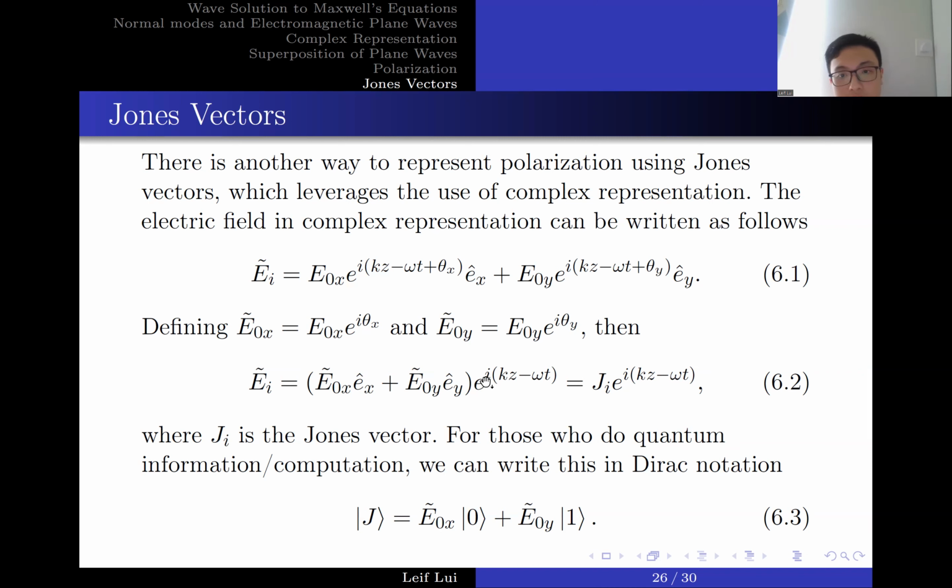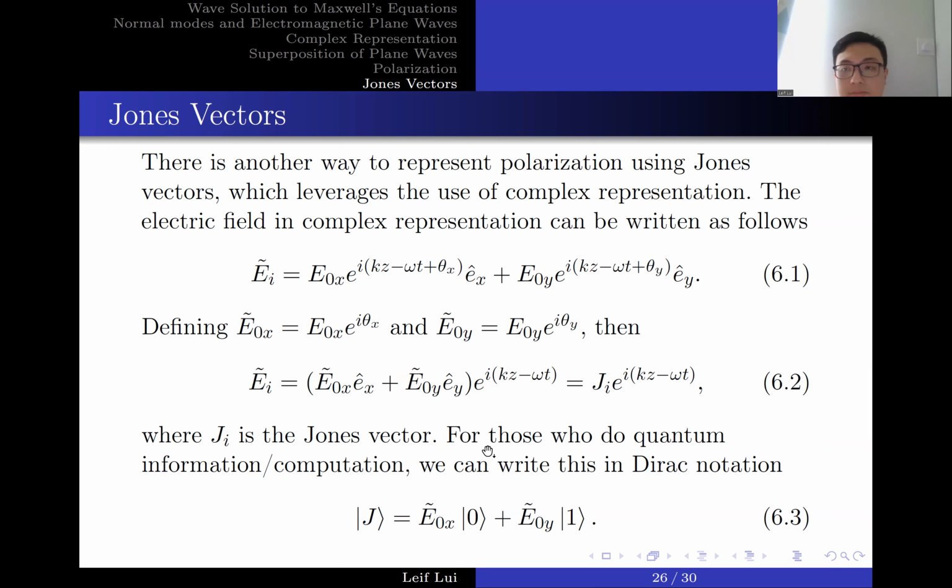Since the oscillatory part is the same, it doesn't really yield much information about the direction of propagation. So what we can do is represent this part, the E naught x part, as a new vector called the Jones vector. And for those who do quantum mechanics and quantum information, we can write this in Dirac notation, where ket 0 is the x unit vector, and ket 1 is the y unit vector.